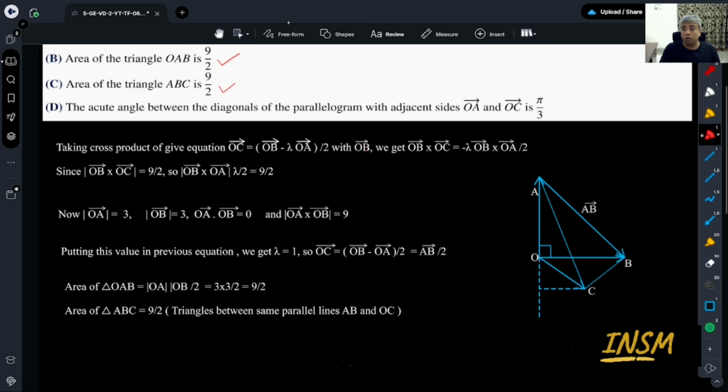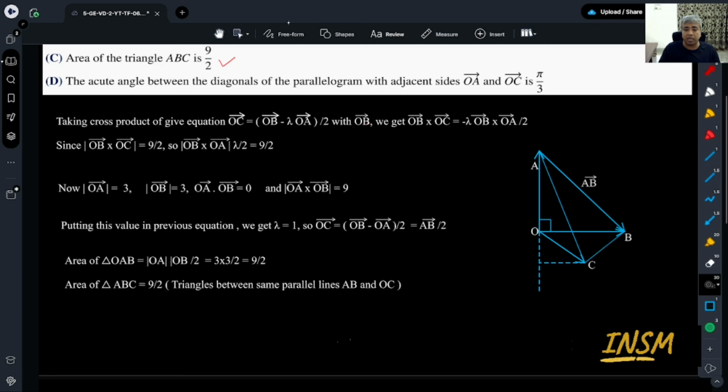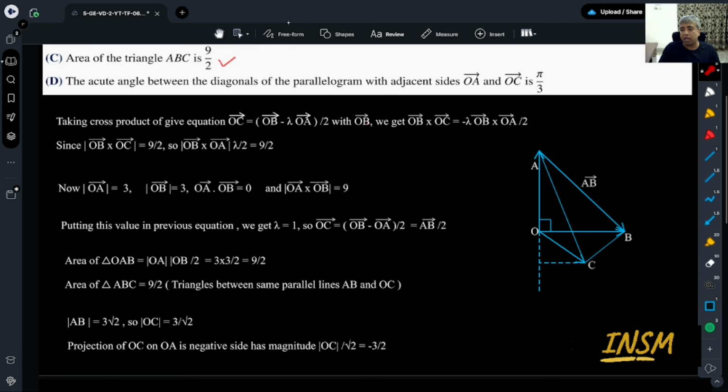Now we need to find the projection as well as the angle between the diagonals of the parallelogram. Finding the projection of OC on OA is a pretty easy task, because OC is half of AB. Since this is 3, and this is also 3, in units, AB becomes 3 root 2. And OC is half of AB, so this becomes 3 by root 2 in magnitude.